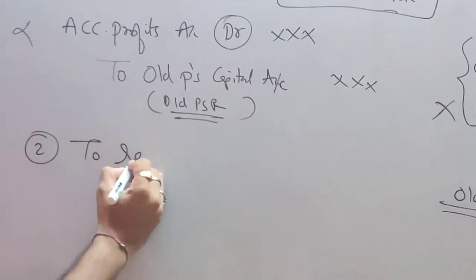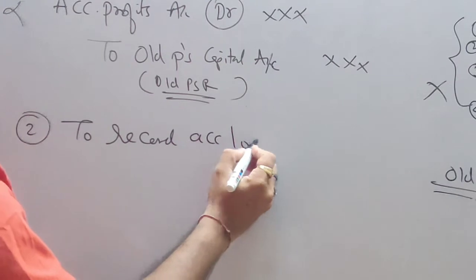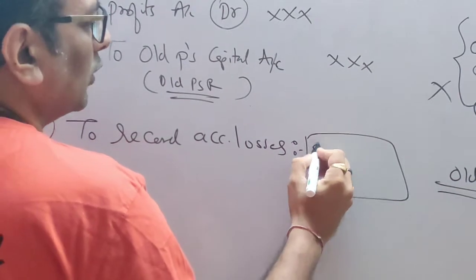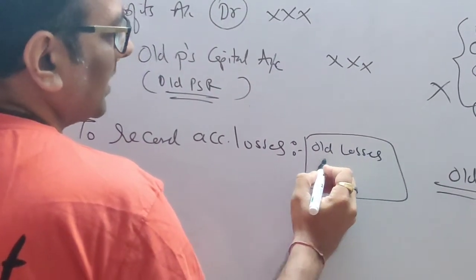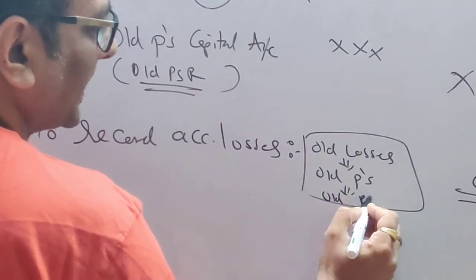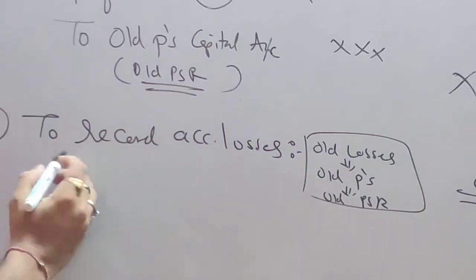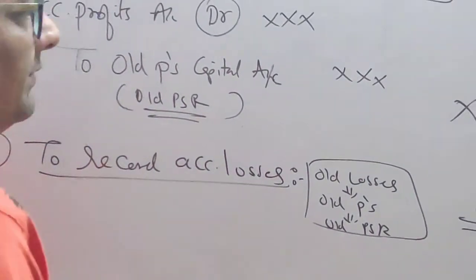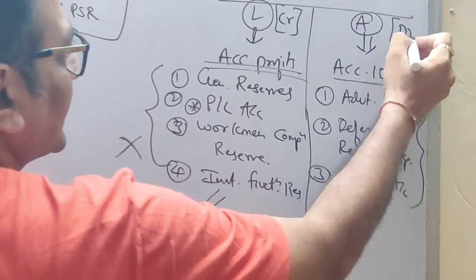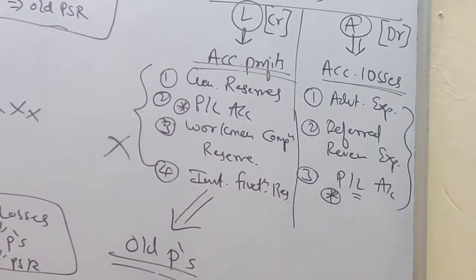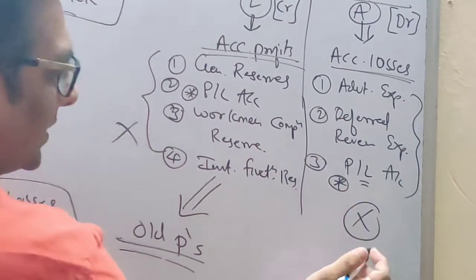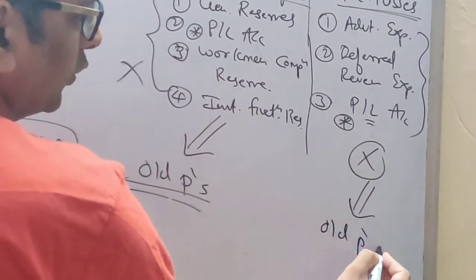Now, how to record accumulated losses. So again the same funda, old losses go to old partners in old PSR. So this is how you will remember. It's very easy. Now, where will losses be shown? Losses will be shown on the asset side. Assets always have a debit balance. So if I want to close this losses account and distribute it among the old partners.